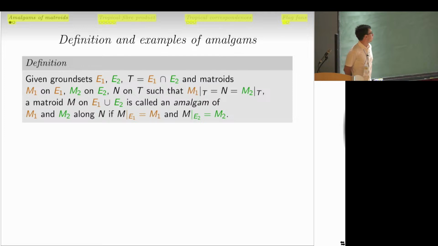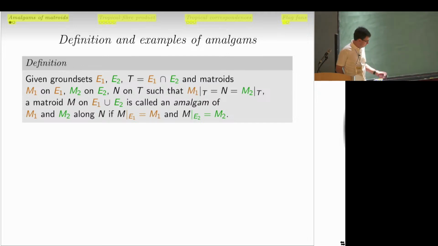Okay, so let's start with the definition of the amalgam. It's section 11.4 in the Oxley textbook. So please write this down. But informally speaking, it's just any way to glue two matroids. Formally speaking, it means that their ground sets have a common part, the intersection T, and their restrictions coincide on that intersection T. And if we have any matroid such that its restriction onto the ground sets E1 and E2 is the initial matroids that we started with, then it's called an amalgam.